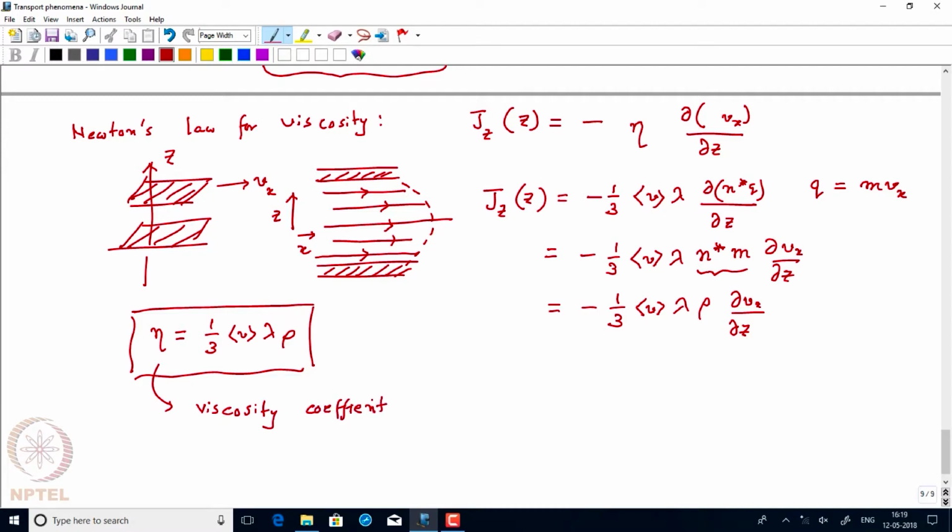Now we'll talk about diffusion. Diffusion is very interesting, and it is a very well studied phenomenon. Again, the treatment we are doing for diffusion is a very simplified phenomenological description.